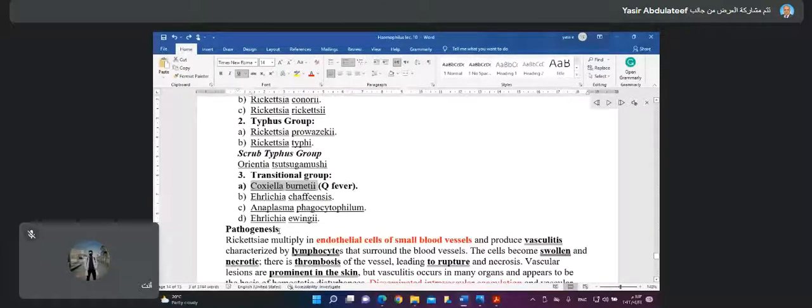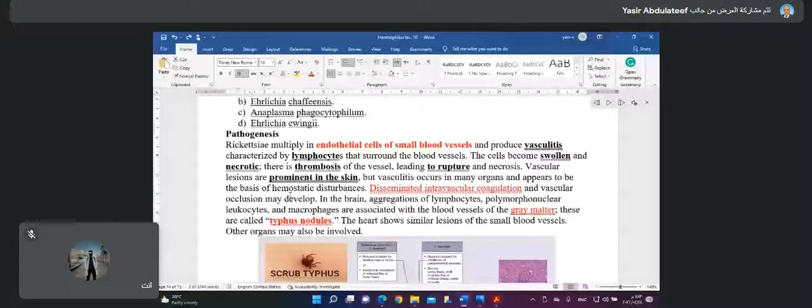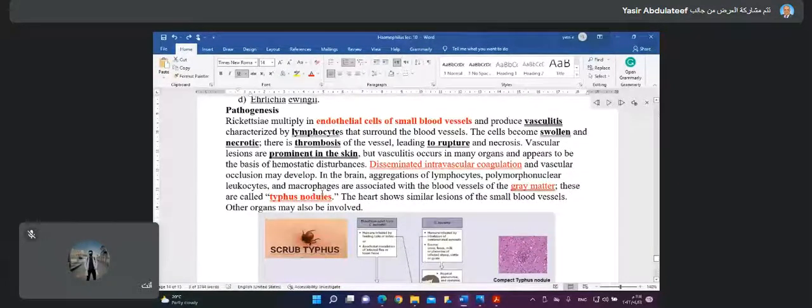طبعا the disease is caused by arthropod except Coxiella burnetii اللي هي is not induced by arthropod. المشكلة بهاي البكتيريا انه it actually is transmitted by the tick. It enters the body and it reaches the blood vessel. When it reaches the blood vessel, it actually causes damage to the endothelial cells, infects the endothelial cells of the blood vessels, damage to it, and induces vasculitis.